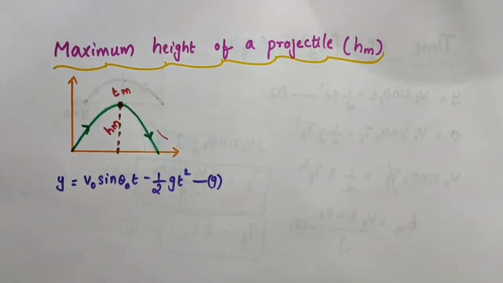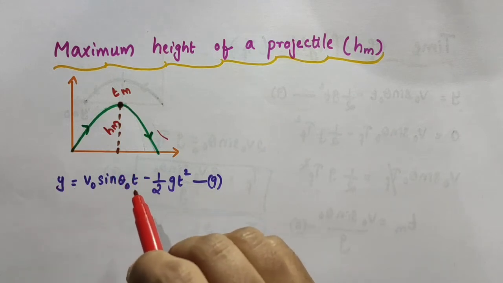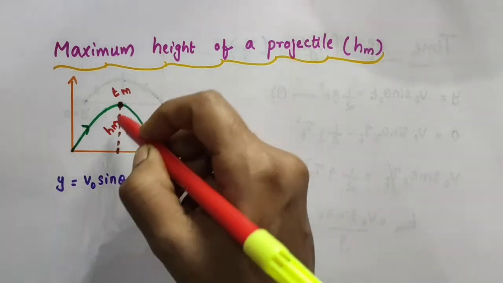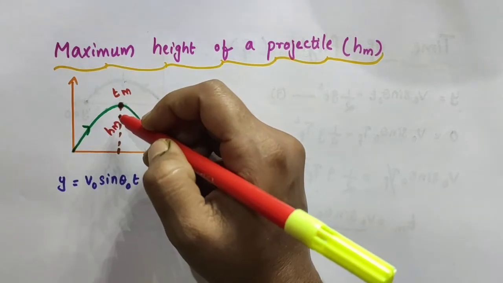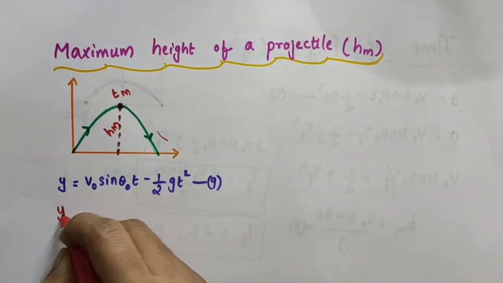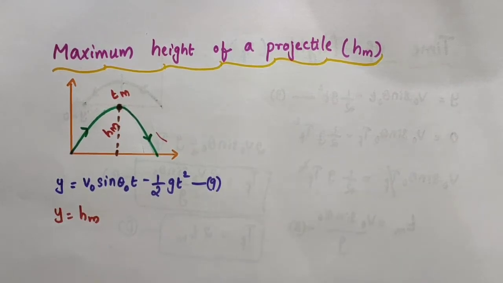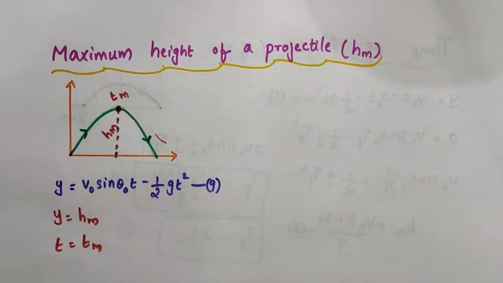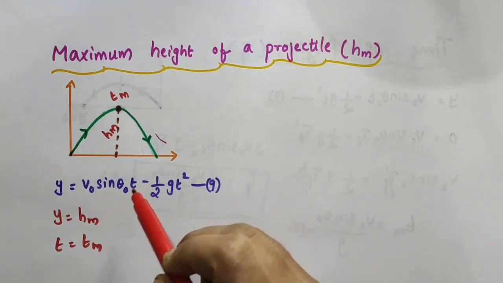Now consider equation number 9, which we have already discussed: y equal to V0 sin theta 0 into t minus half g t square. Let this y, the position coordinate of this projectile at this particular point, be equal to hm, which is the maximum height of the projectile. Then t will be equal to Tm, that is, at the maximum height, the time taken by the projectile to reach its maximum height is Tm. So we can replace this t by Tm.